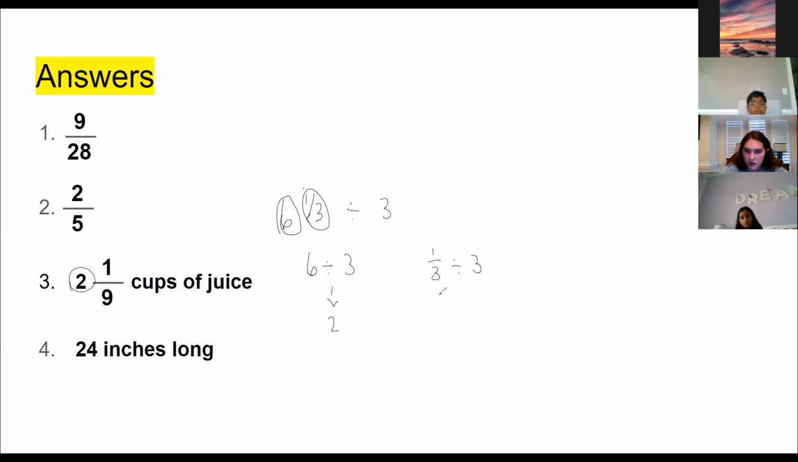And then 1/3 divided by 3, we're going to need to use keep, change, flip. So 1/3 times, and what we're seeing right now is 3/1. So it would be 1/3 times 1/3, which would be 1/9. So the answer is 2 plus 1/9, which is 2 and 1/9. Sorry, I guess I made a little mistake. Okay. Does that make more sense? Yeah. Okay. Alrighty.